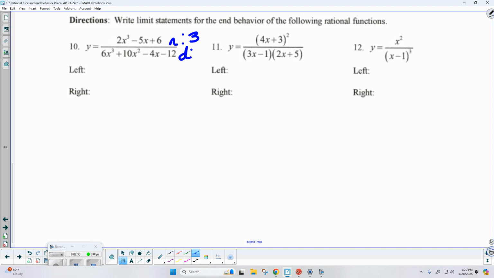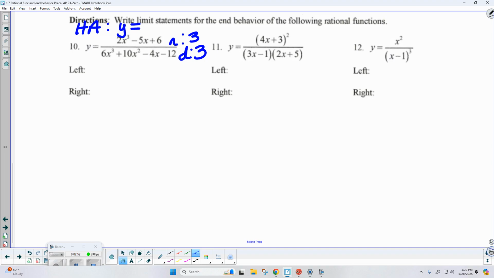That is 3. So this right here is case number 1. This is if the numerator and denominator have the same degree. So it's going to be a horizontal asymptote. In fact, can anybody tell me what that is? It should be y equals what? Not 0. That's case number 2, if the numerator's degree is less than the degree of the denominator.